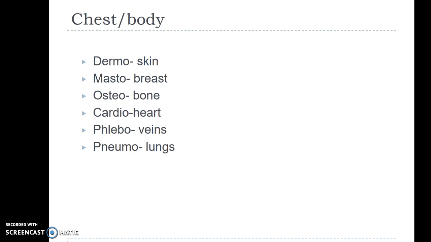Cardio, heart. So cardiology is a doctor who specializes in heart disease. Phlebo is veins. So someone who draws blood is a phlebotomist. Phlebitis is an inflammation of the veins. And pneumo is lungs. Pneumothorax is where the lung has collapsed. Or pneumonitis is an infection of the lung.